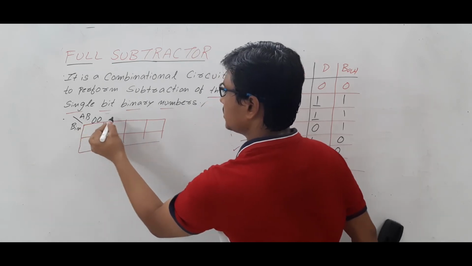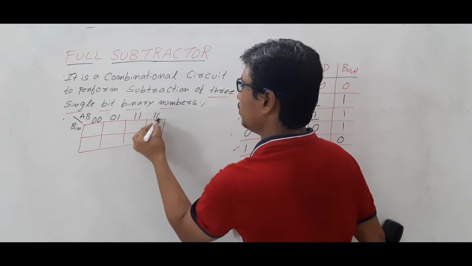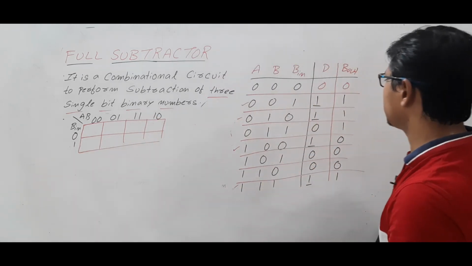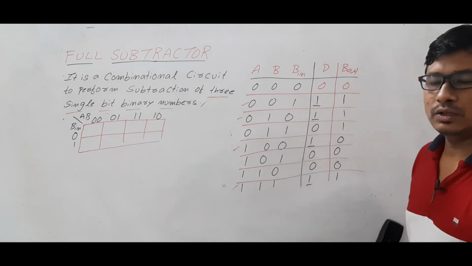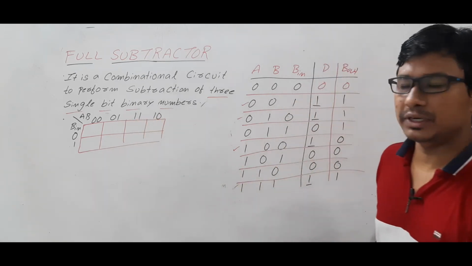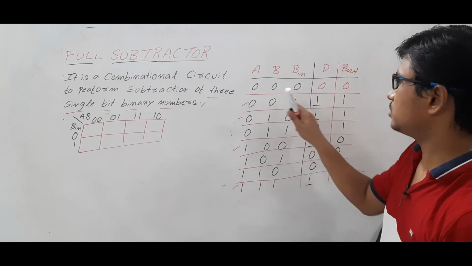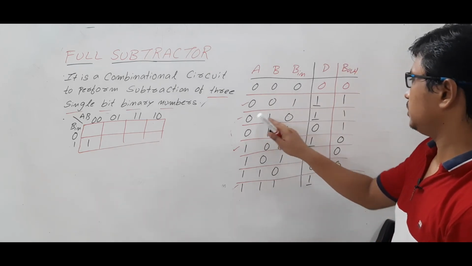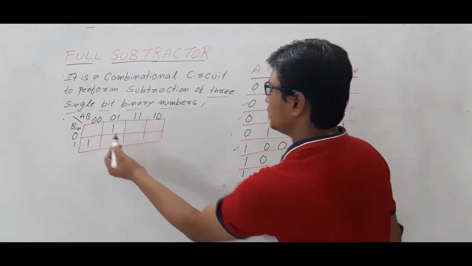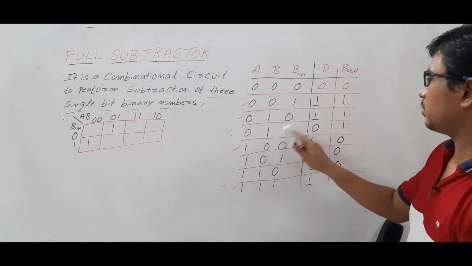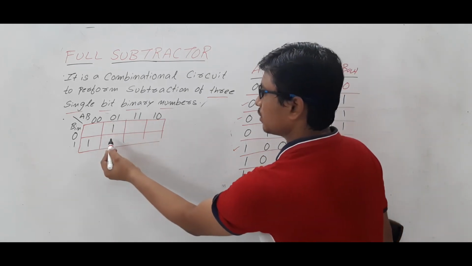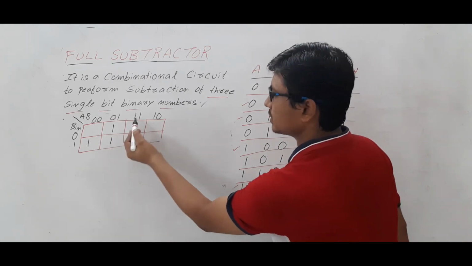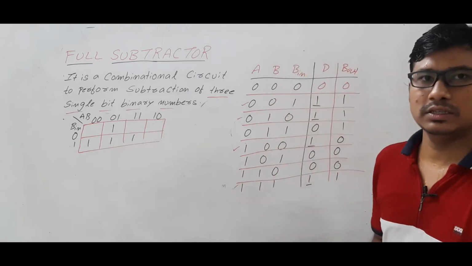We will have 0, 0, 0, 1, 1, 1, 1, 0. Similarly, we will have 0, 1 here. Now take this one. Wherever the ones are there, those we have to write as minterms. 1 is there, 0, 0, 1. Next one is 0, 1, 0. Next 0, 1, 1. The next one is, sorry, not 4 ones, 3 ones, 1, 1, 1. This is the K map we got.